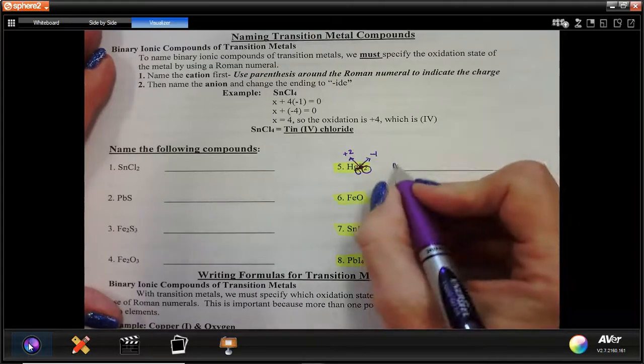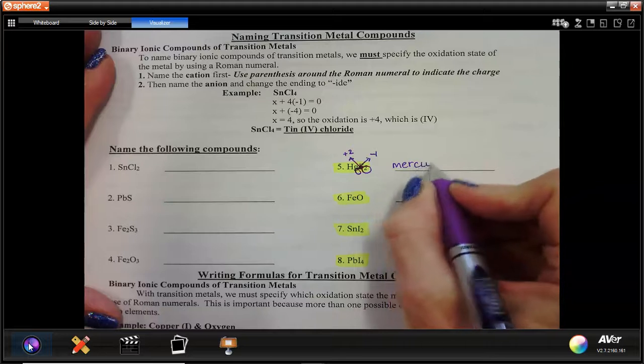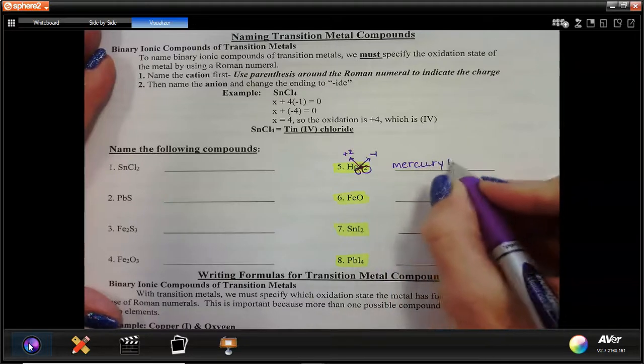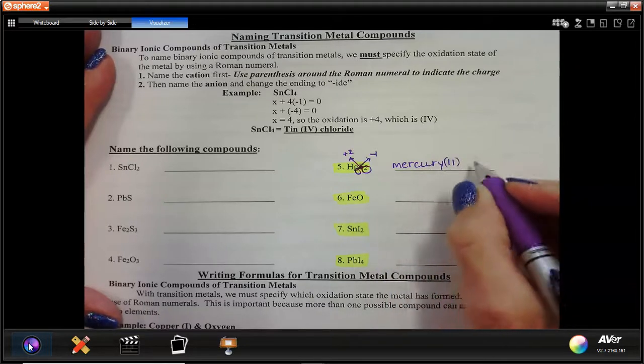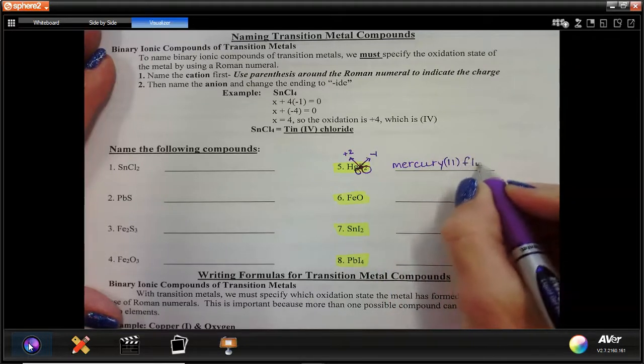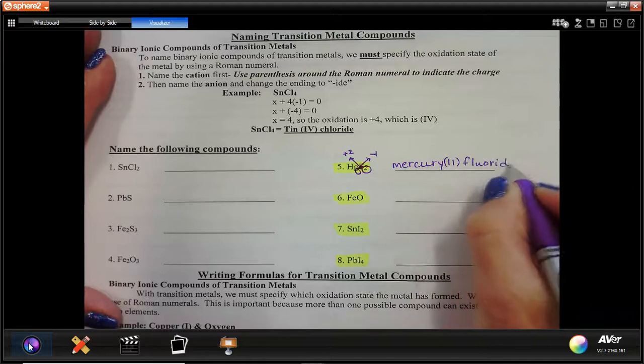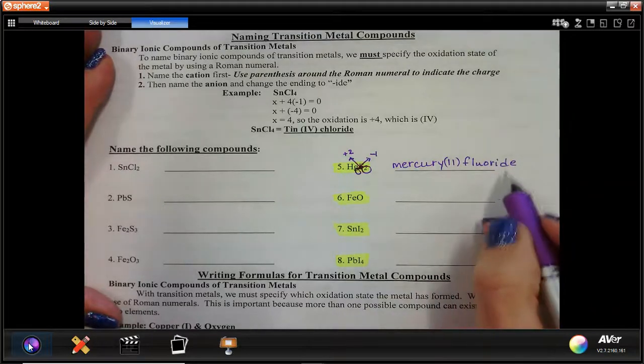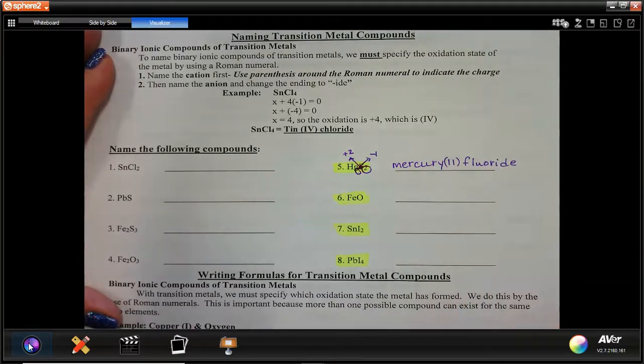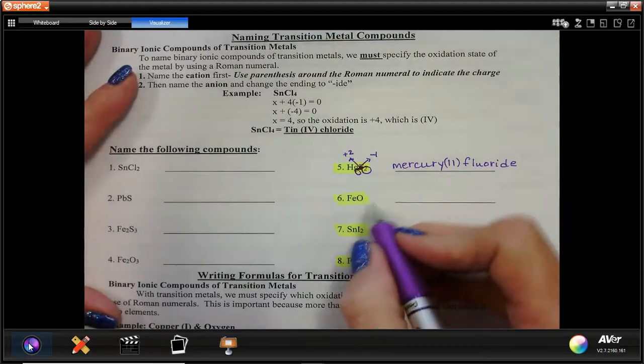So we name this mercury(II) fluoride, putting the 2 in parentheses. It's a binary compound, so we get that -ide at the end for fluorine. Okay, let's try the next one.